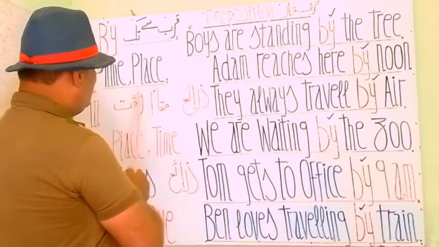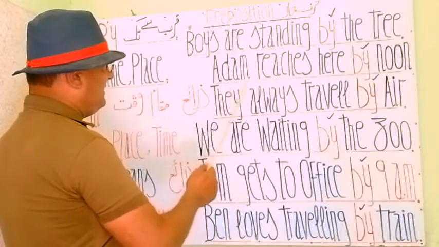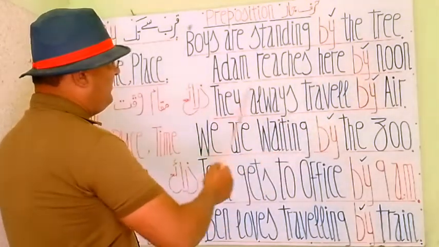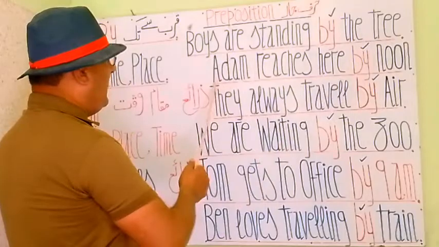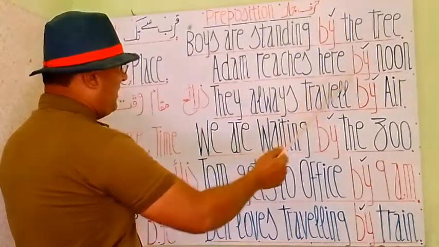Let's see the next use of by. You see the next construction. The next statement is here. Adam reaches here by noon.